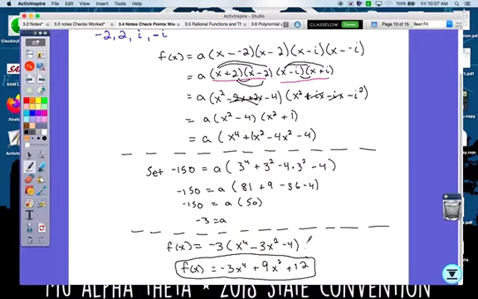So to summarize, we have the zeros. We'll write our function, put an a out in front, write x minus each one of our zeros, multiply that out, and then we use our initial condition that f of 3 is -150 to figure out what the a is, and then we rewrite.